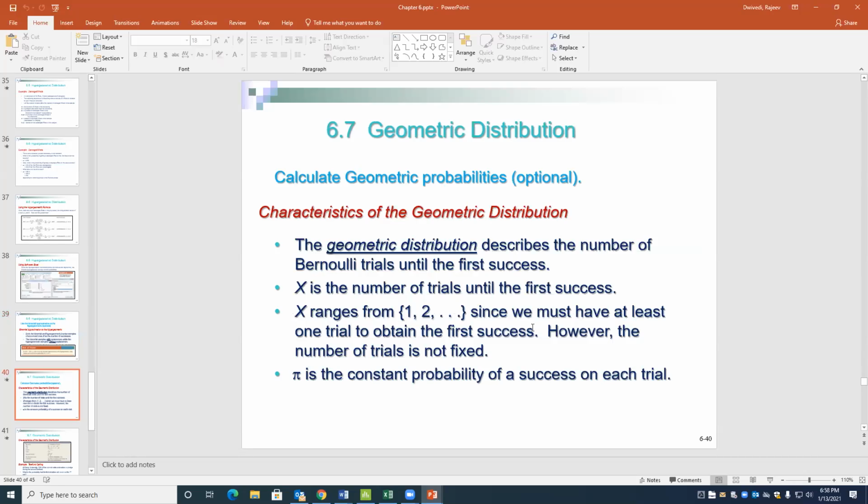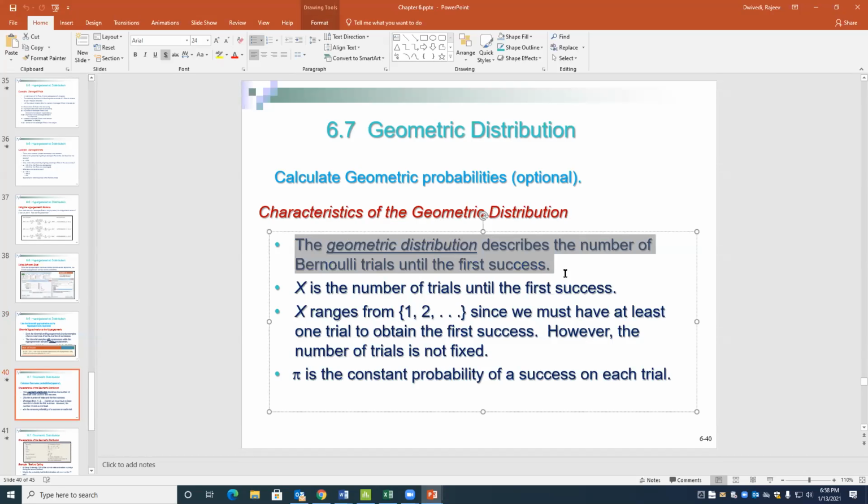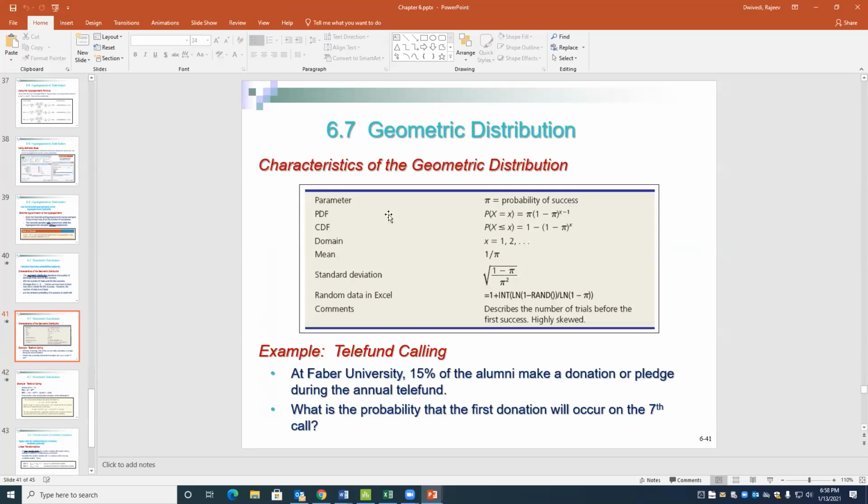After hypergeometric, the 4th distribution is the geometric distribution. This distribution has a unique thing. Look into the geometric distribution: it describes the number of Bernoulli trials until the first success has been achieved. Please understand the unique properties of each distribution when they are applied. So this is the PDF, CDF, mean, deviation, all. At a university, 15% of alumni make a donation or pledge during the annual telefund. What is the probability that the first donation will occur on the 7th call?